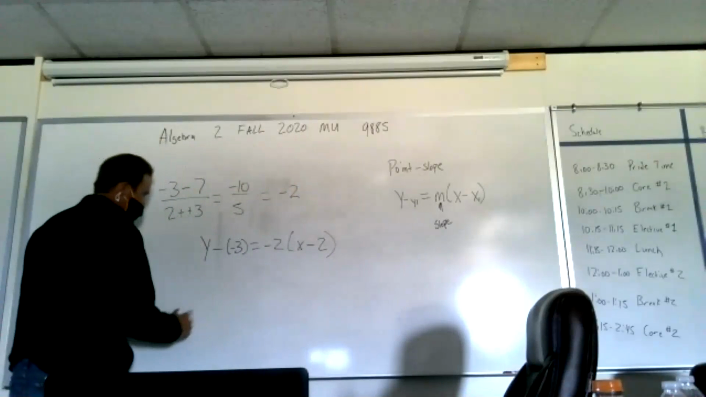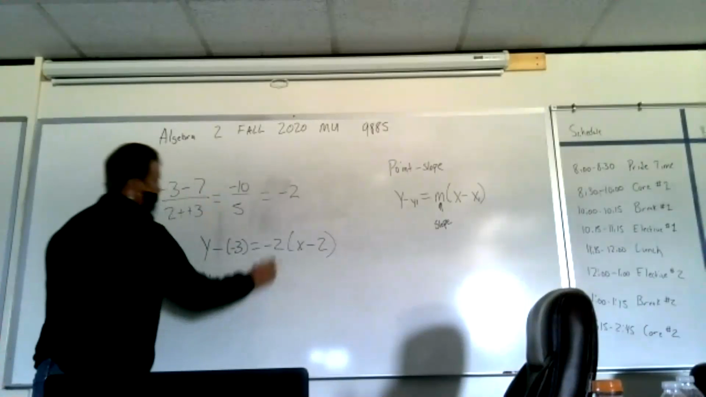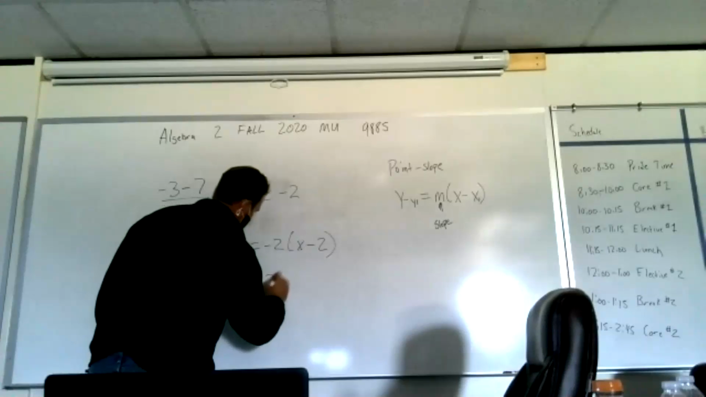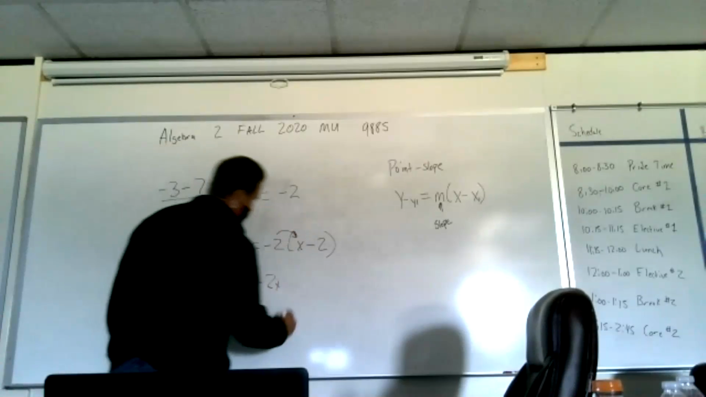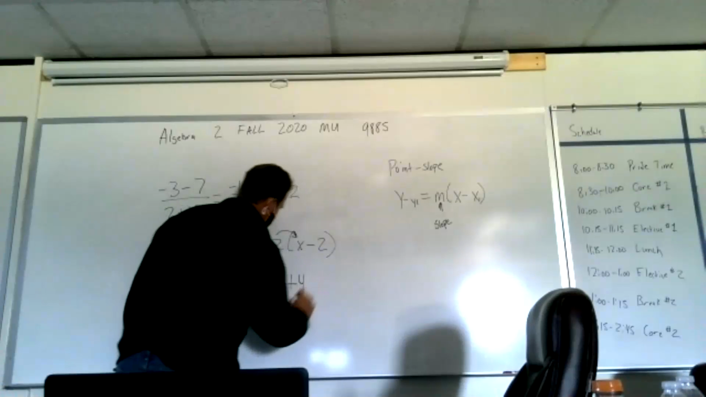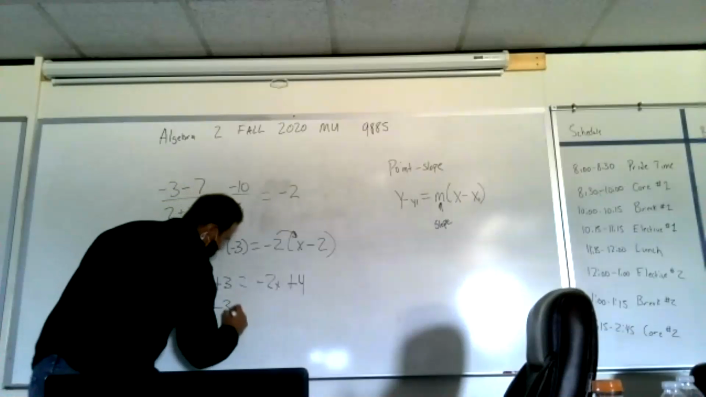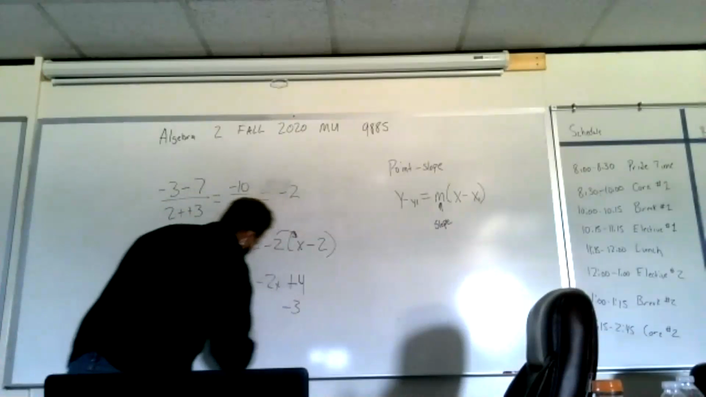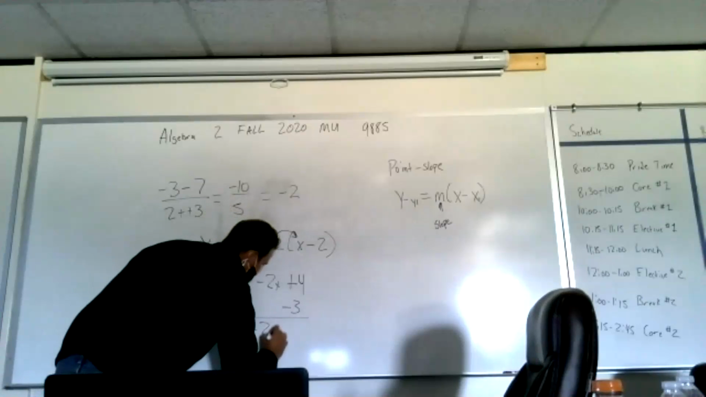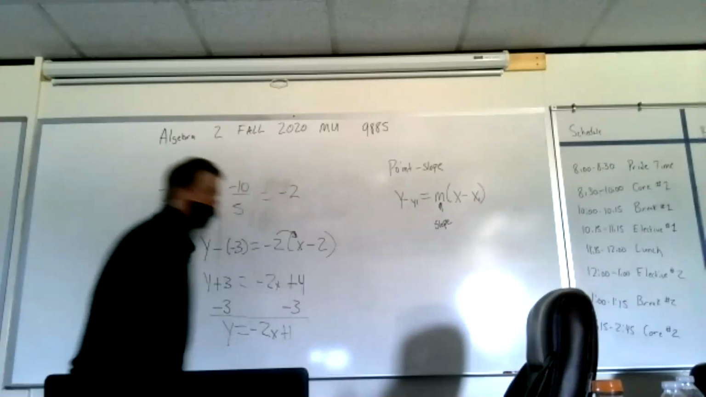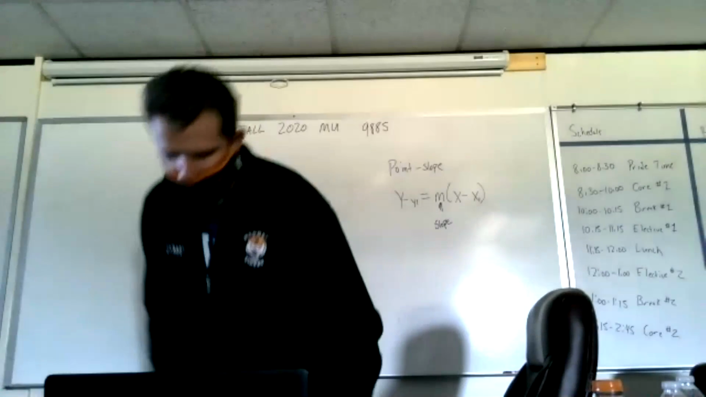Okay, once again, simplify. The left side turns into y plus 3. -2 times x is -2x. -2 times -2 is a plus 4. Now I got to isolate my y value, so I subtract 3 from both sides. My equation is y is equal to -2x plus 1, which should be answer D.